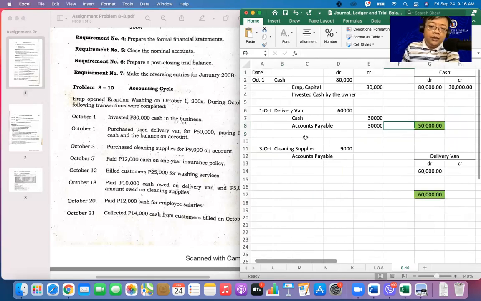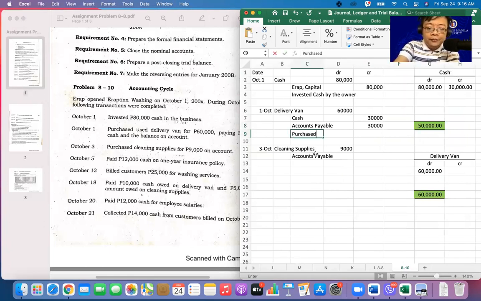So this one, of course, is purchase delivery van. Purchase delivery van, 50% on cash and 50% on account. Okay. All right. Next, October 3.